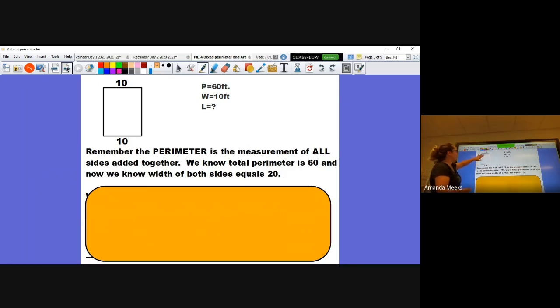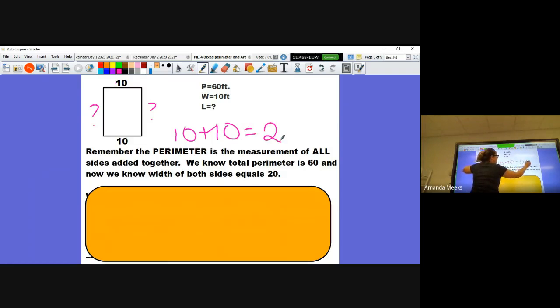So I went ahead and drew a picture. I've already got my window. Based off of the information we already talked about, this is our perimeter for the entire shape. The width is one side, and I know the rule of rectangles is opposite sides are the same. So if this side is 10, this side will also be 10. But I don't know my length. That's the question mark, okay? So remember, perimeter is the measure of all sides you add together. I know the total is 60. Now I know that both sides equal 20. Where did I get that number 20? Well, I added 10 and 10, so 10 plus 10 gave me 20.